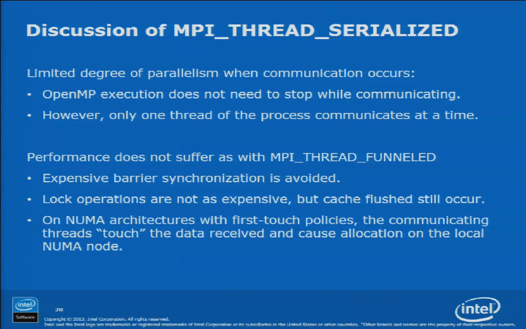Okay, well, it's better, of course. The lock operations usually are not as expensive as a barrier operation, because the whole barrier affects the whole system of threads. A lock can be slightly less, but still you flush the cache. You still have limited parallelism, and on NUMA architectures, again, you have the problem that one of the threads touches the data by receiving it, and the others need to compete for the same NUMA node.